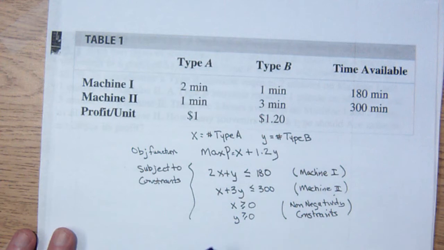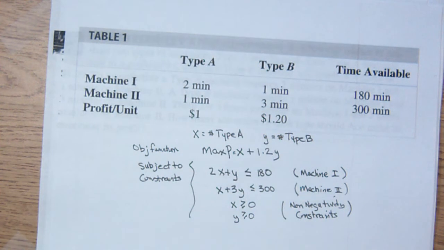But these are the constraints. This is the machine 1 constraint with respect to time. This is the machine 2 constraint with respect to time, and we can't make negative numbers of product, and so we do have those bigger than or equal to 0. So what we're going to do is graph the constraints to set up a feasible region, find the corner points, and see what is the value of the objective function at each of those corner points.